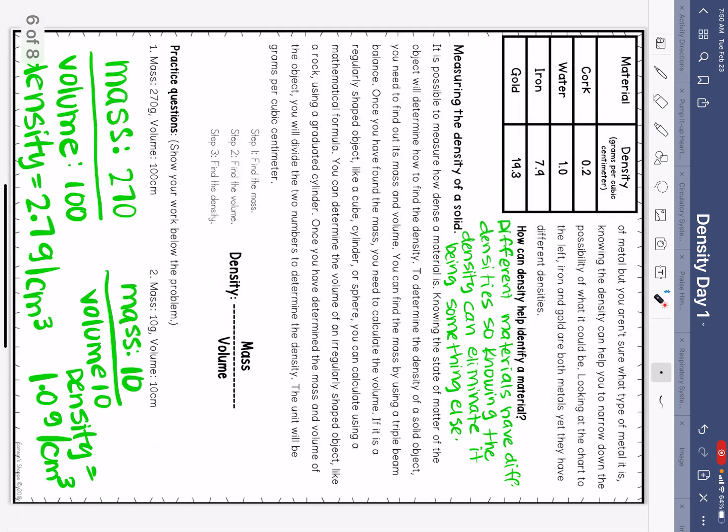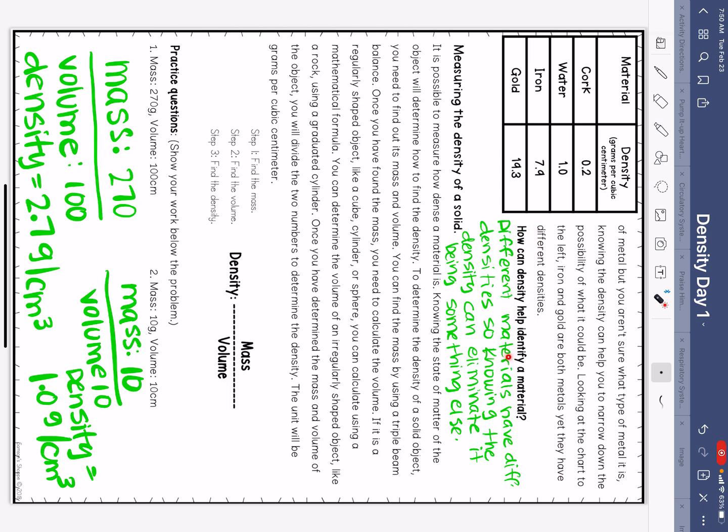If you have a piece of metal but you aren't sure what type of metal it is, knowing the density can help you to narrow down the possibility of what it could be. Looking at the chart to the left, iron and gold are both metals, yet have different densities. So look here. This is the material on this side, and here are the densities. That's grams per cubic centimeter. Cork has 0.2, water 1, iron, and you can see the chart there.